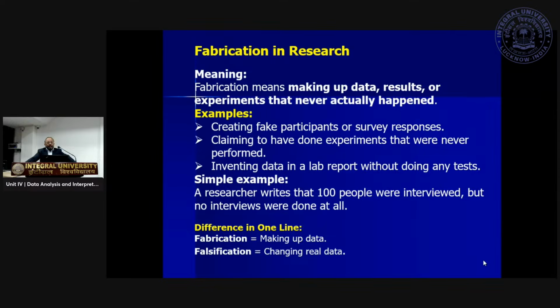Fabrication means making up data. You are making data, results or experiments that never actually happened. How is it possible in scientific research which is done in the laboratory? Anybody from chemistry? Physics? Yes. How can you make fabrication in data in experiments?